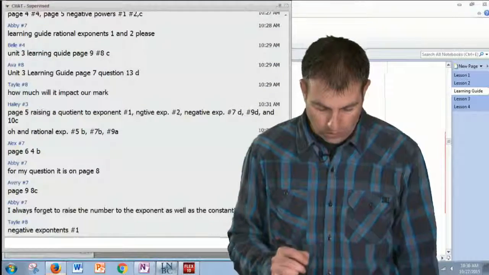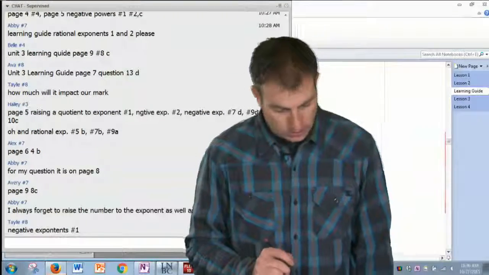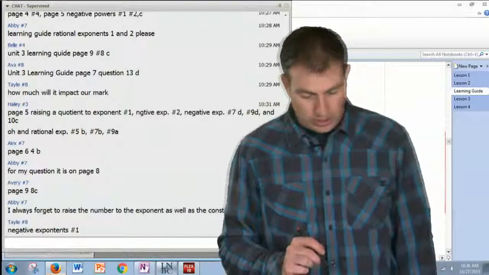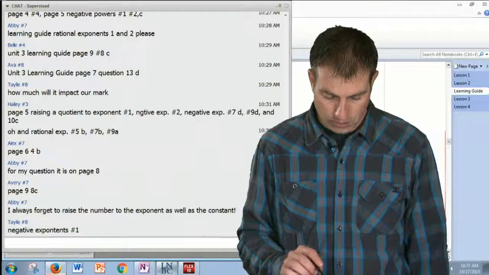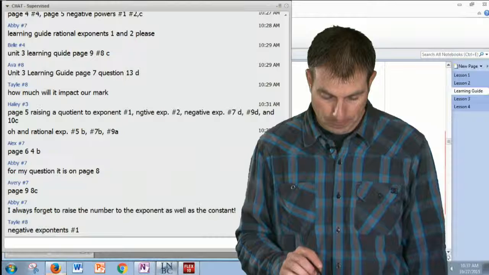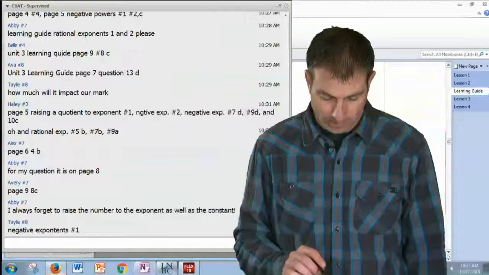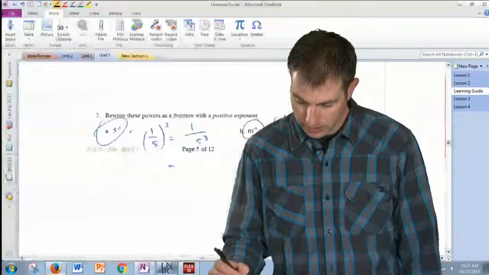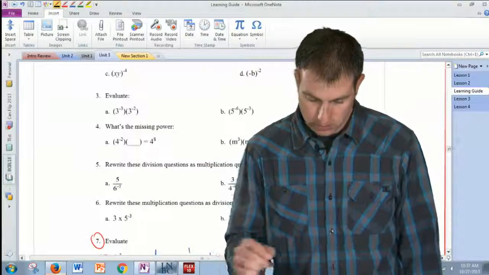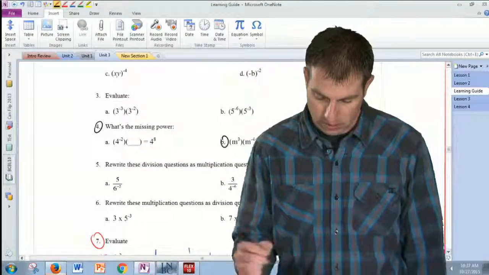Yes. What else? Page 5, got that. Rational exponents, number 5b, 7, 9a. Page 6. Page 6, 4b. I think the next one there.